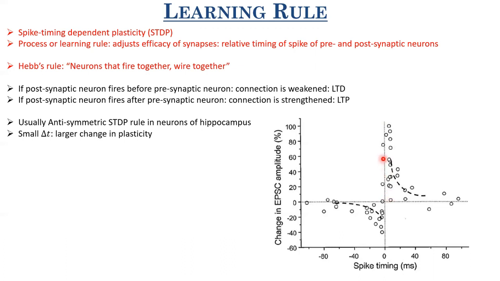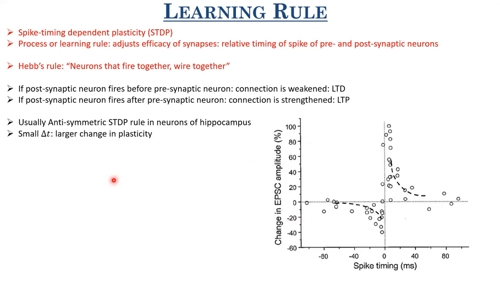And just to capture that impact, this learning rule has this kind of dependence. And this is usually called an antisymmetric exponential STDP rule. This is very common in the neurons of our hippocampus. So this is the STDP rule simplified for you.